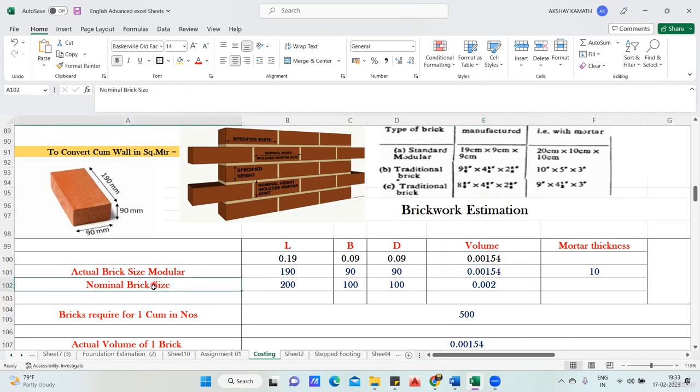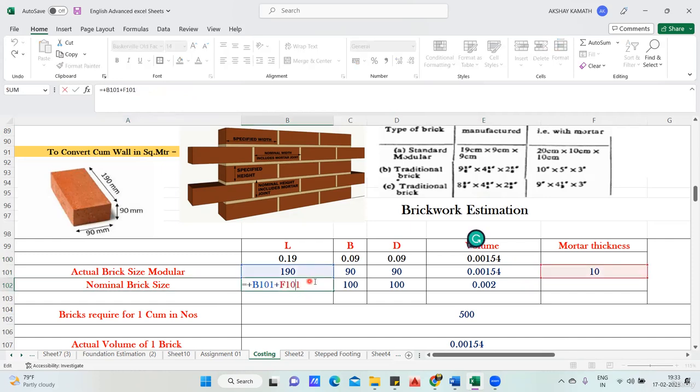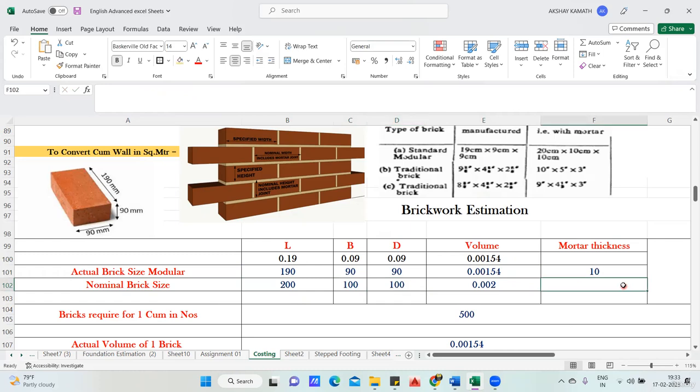Now I'll go with the nominal brick size. So nominal brick size is whatever answer you got, you add 10 extra to that. Okay, that is a mortar thickness. So 190 plus 10 is 200, 90 plus 10 is 100, 90 plus 10 is 100. So what I have done while linking, I have added 190 plus mortar thickness. Similarly here also 90 plus 10 I have done. Again here also I have done 90 plus 10. So sometimes, let us say if you change the mortar thickness to 20, accordingly the answer is also going to change. But in most of the cases we use a 10 thickness only. So I have written 10, fine.